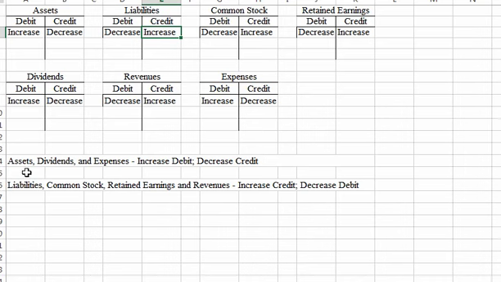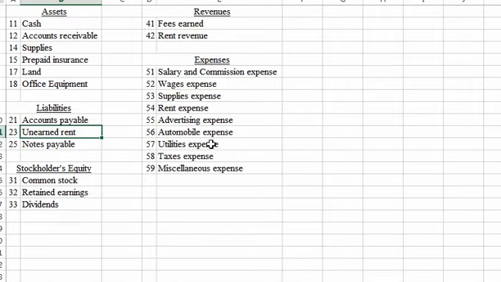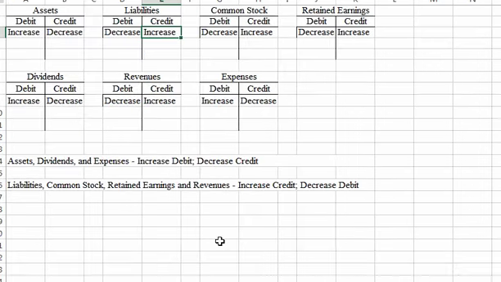Probably the easiest way to do that is assets, dividends, and expenses increase on the debit side. Liabilities, common stock, retained earnings, and revenues all increase on the credit side, decrease on debit. You have to memorize that system. Then when you read the transactions, given that transaction, you have to pick out which accounts were affected. Then for each account affected, you have to decide whether the account increased or decreased. Then by knowing what type of account it is and whether it increased or decreased, you can plug it into our system of debits and credits.